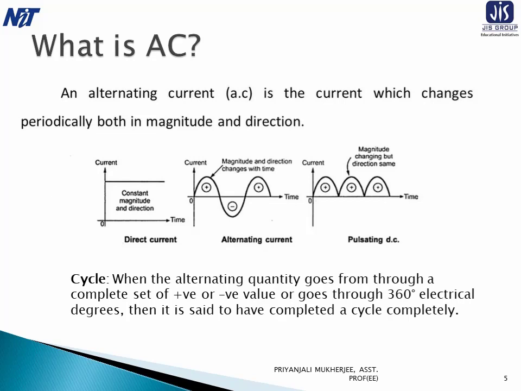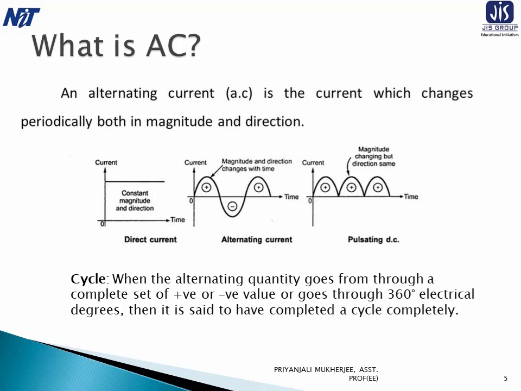So what is an AC signal? An AC or alternating current is the current which changes periodically both in magnitude and in direction. It may be current or voltage, and it will be alternating if it reverses periodically in direction, and its magnitude undergoes a definite cycle of changes in definite intervals of time.